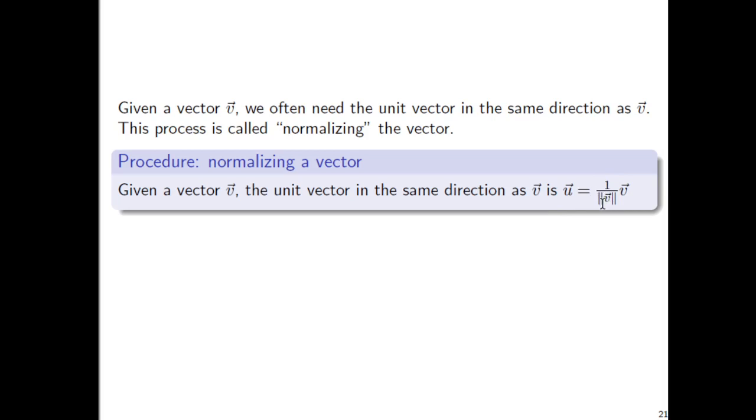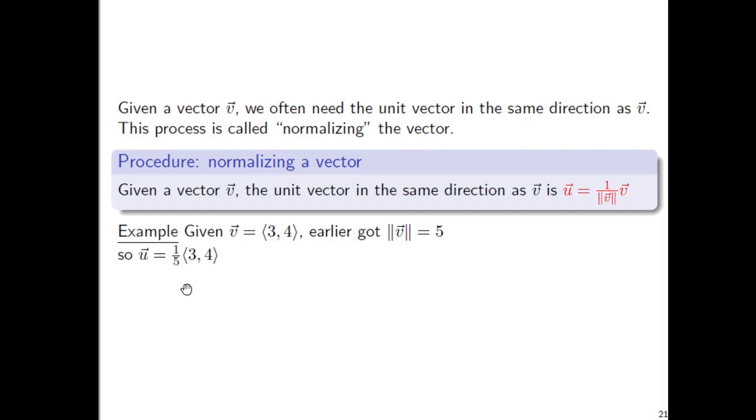Remember, magnitude is a scalar, or a number. So 1 over it should be a number. And you take that number and you scalar multiply by the vector. So for example, the vector v with components 3 and 4, we saw that the magnitude was 5.